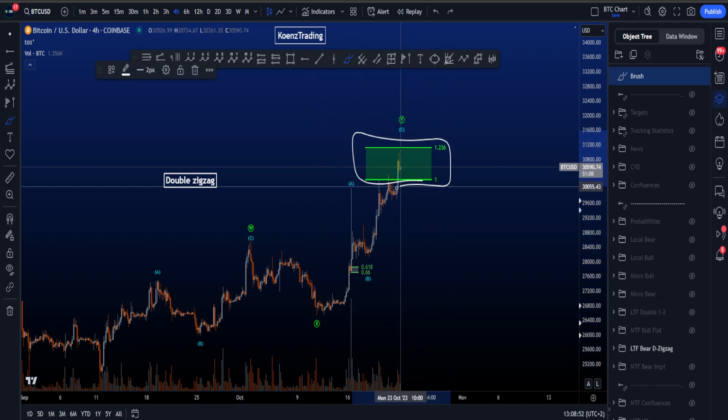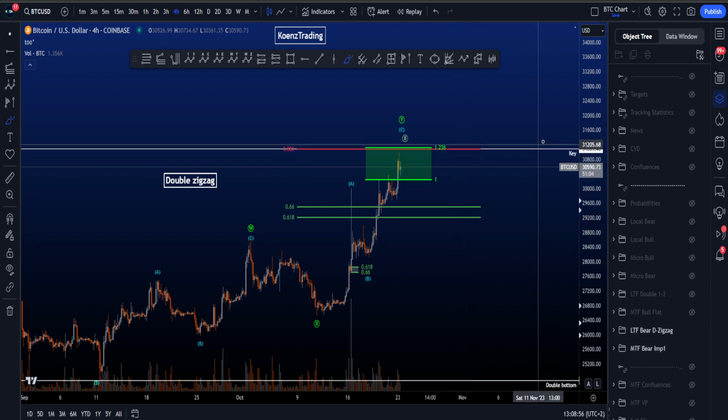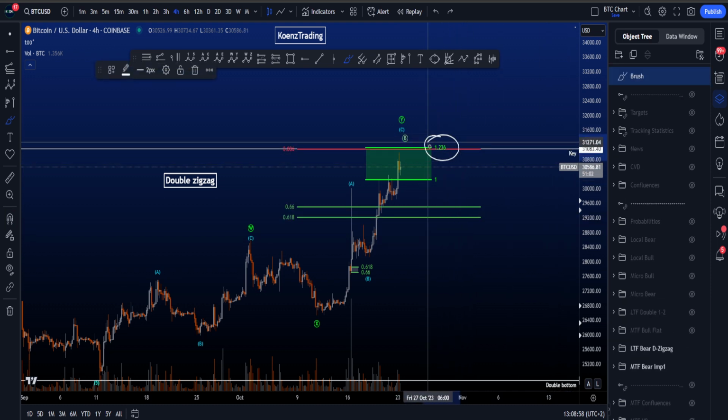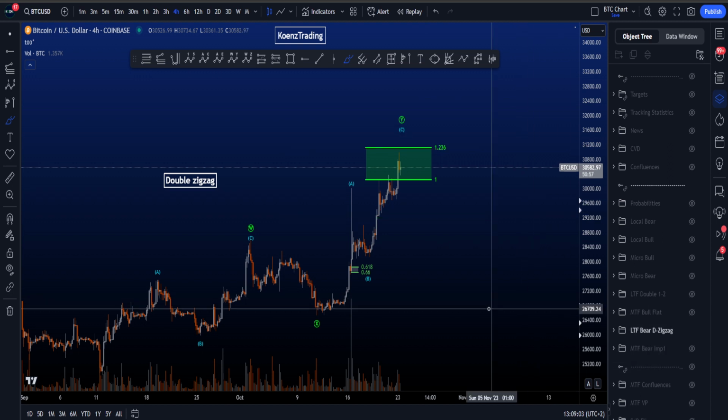And you can see that price is right inside this area. But what's interesting is that the 886 and the key level are right on top of the 1.236. So that's some additional confluence to look out for as well.